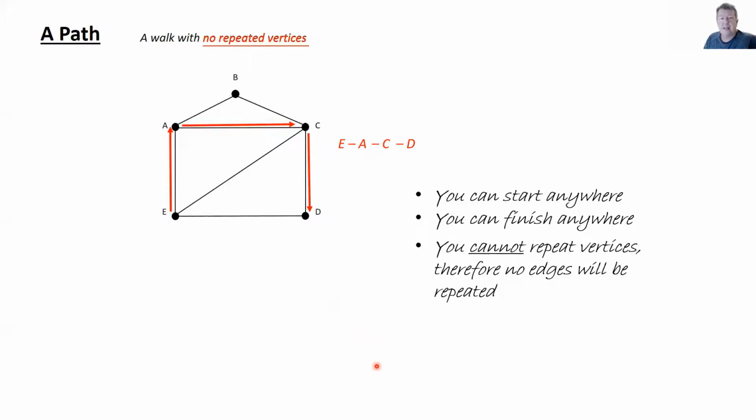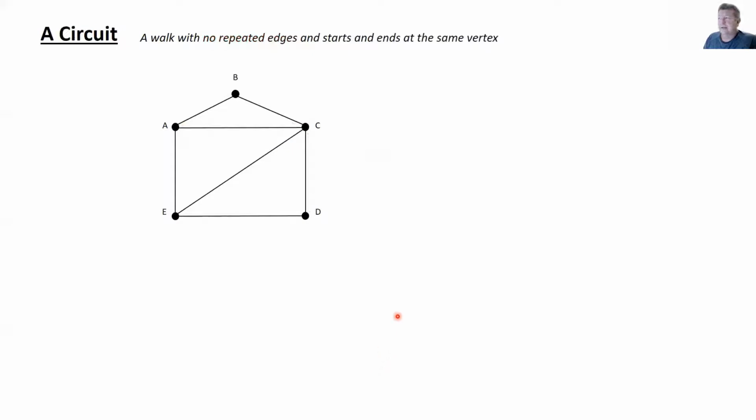Okay, next one, a circuit. That's a walk with no repeated edges that starts and ends at the same vertex. All right, so let's make a note of where we start. We'll start somewhere different. We'll start at D. Let's go up to C, up to B, to A, and across to C. We can go back to C because it doesn't say anything about vertices, does it? It doesn't say we can't repeat them.